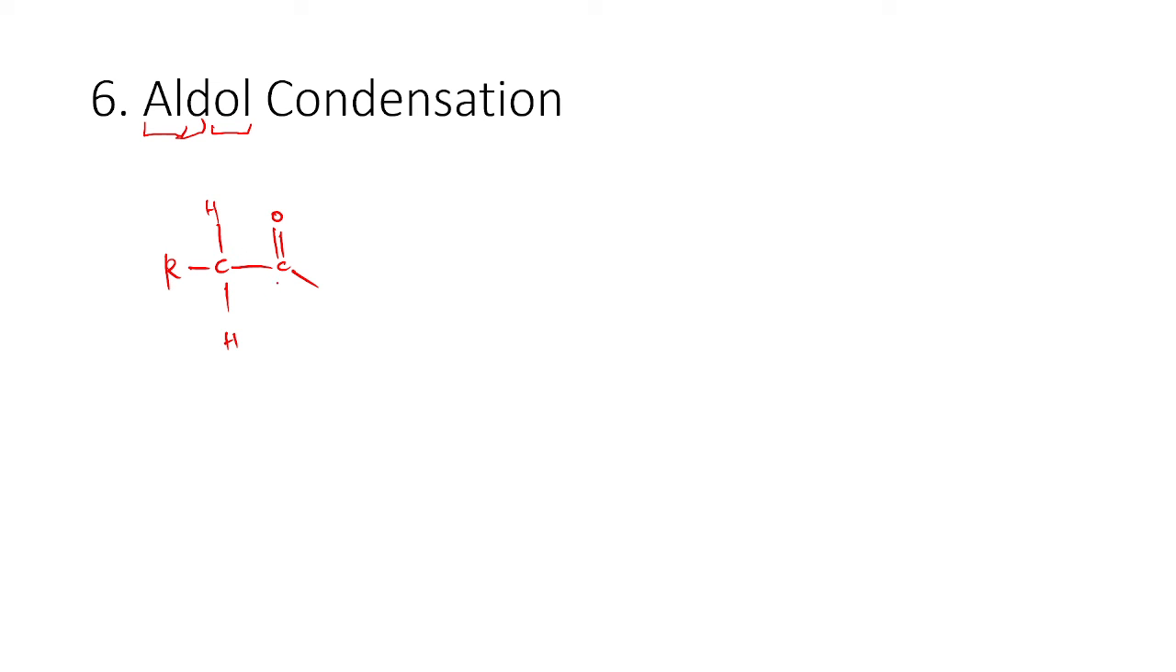By alpha hydrogen, since this will be our alpha hydrogen, because it is attached to our alpha carbon. So what will happen here is this hydrogen is acidic enough to be abstracted by bases. So if we add any base to this reaction, or to the substrate, what happens is we will have our enolate anion.